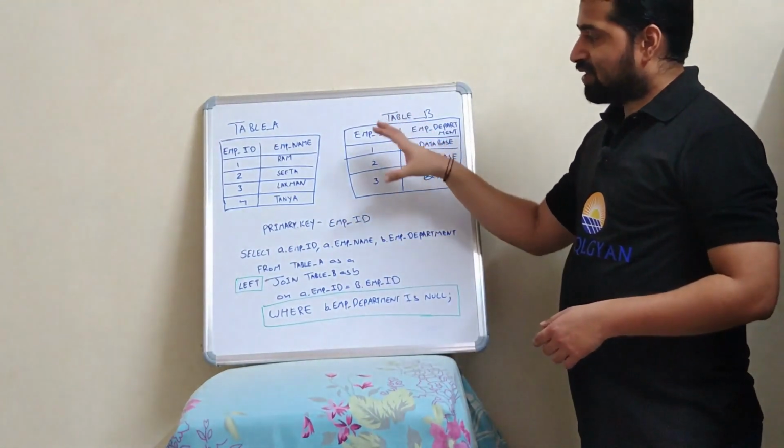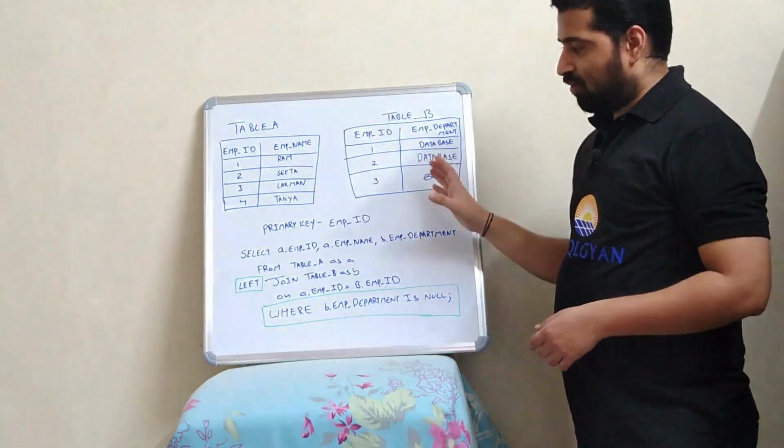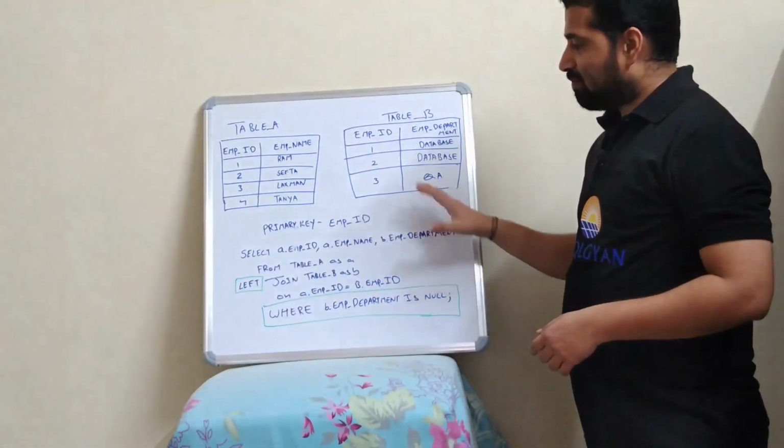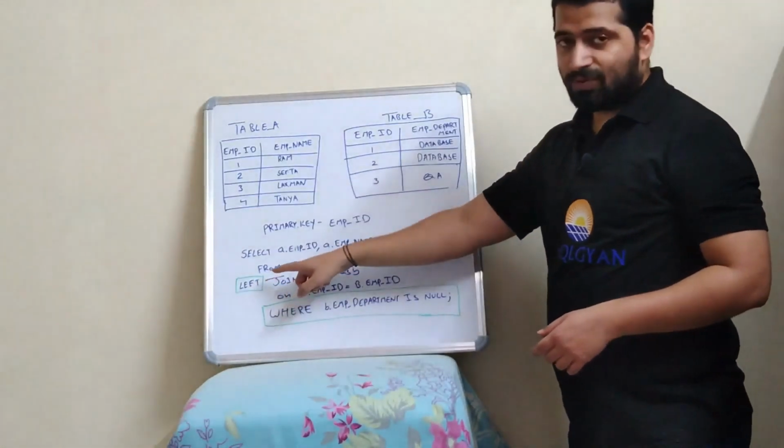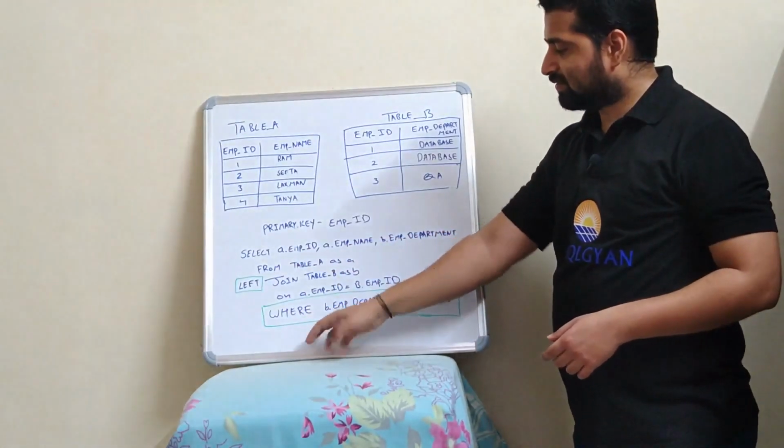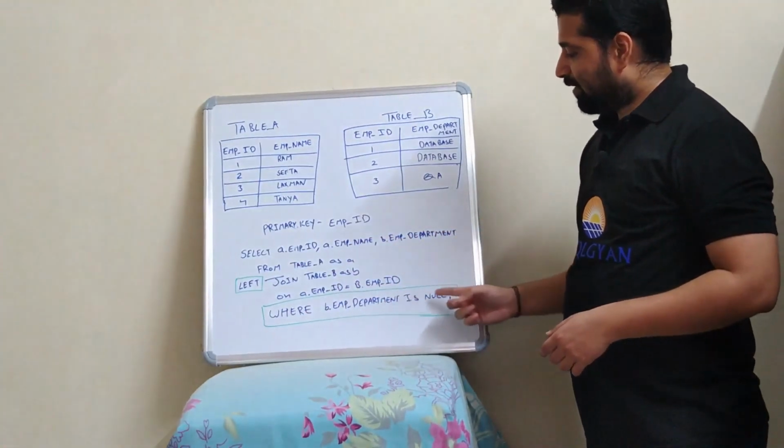For this kind of request, we will use left join. As you can see, the whole query will be the same. We have used left join before, but the only part we have added is this one, where b.employee department is null.